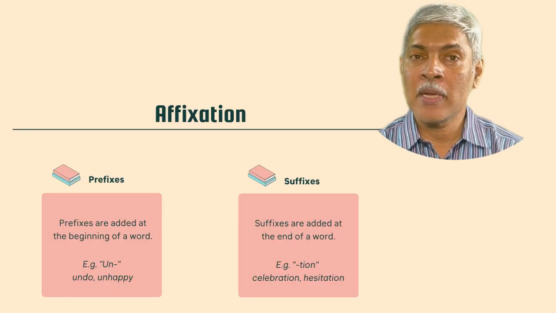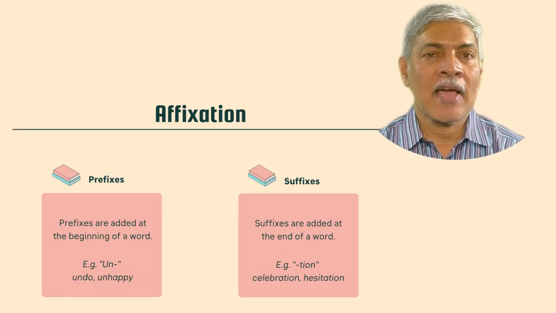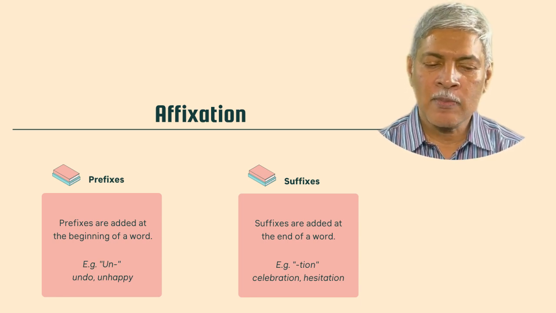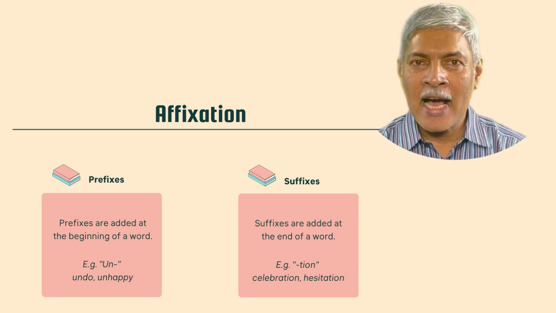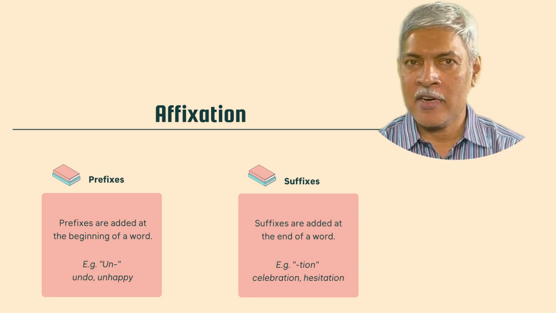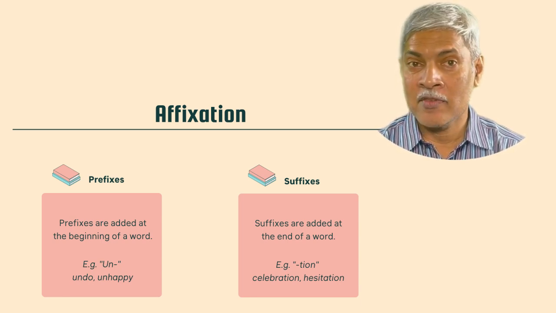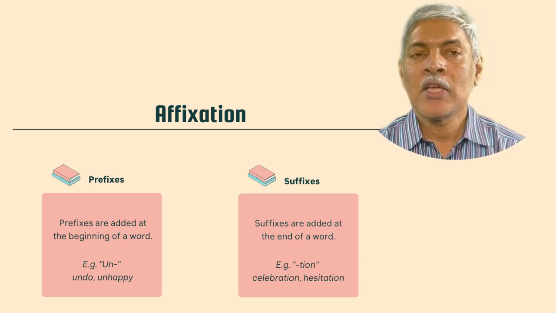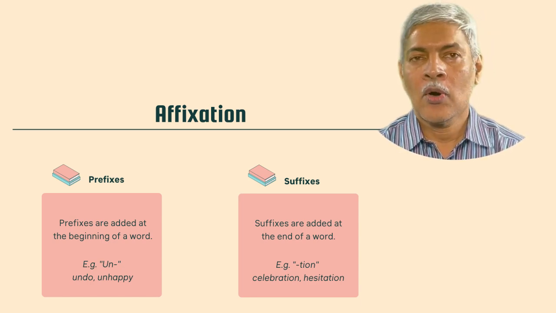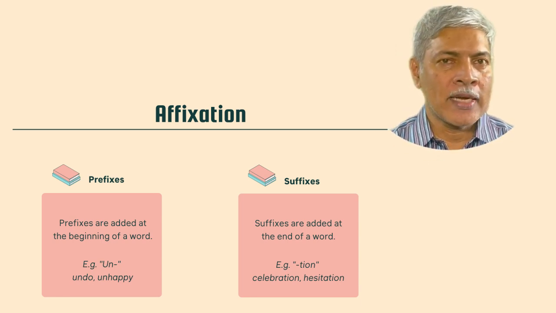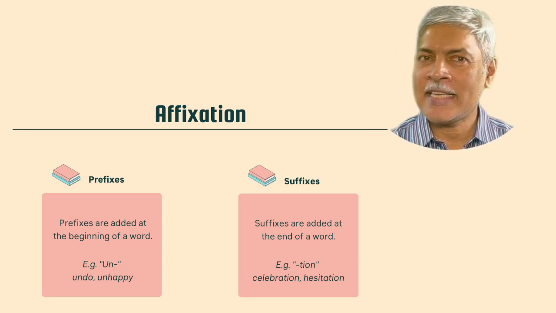The only way to build this, the first one, is affixation. Affixation, you have prefix and suffix. What is prefix? Prefixes are words added to the beginning of a word, and suffixes are added to the end of the word. In prefix you have un, undo or unhappy, and in suffix you have tion, celebration or hesitation.